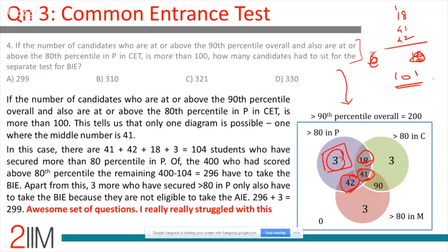There are 400 guys who are eligible for BIE based on the fact that they've got more than 80th percentile in P. Of these, some could have just tried for BIE through the AET, which is 101. The remaining who have qualified based on their physics, but have not got all these other things in order to write the AET, have to write the separate test for BIE. Or out of the 400 who have qualified, 101 attempt to get in through the AET. The remaining 299 have to write the separate test.